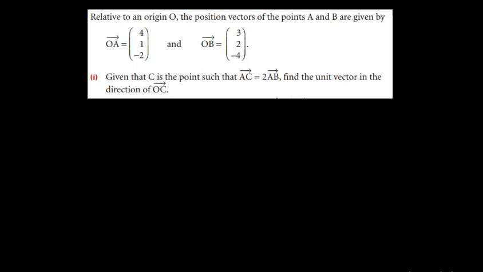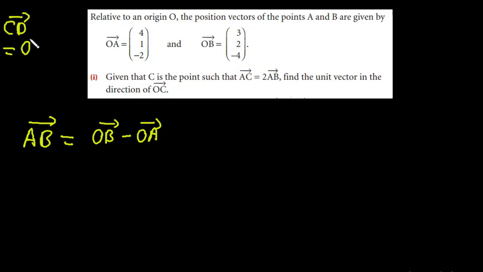Now we are going to solve this question in order to understand more about vector calculation. Relative to an origin O, the position vectors of points A and B are given by this. Given that C is a point such that AC equals 2AB, find the unit vector in the direction of OC. First of all, we have AB and AC, and we have OA and OB. From here, we can calculate AB first, and AB equals OB minus OA. Remember a rule for this one: if you have 2 points like CD, it is the position vector of the one behind minus the position vector of the one in front.